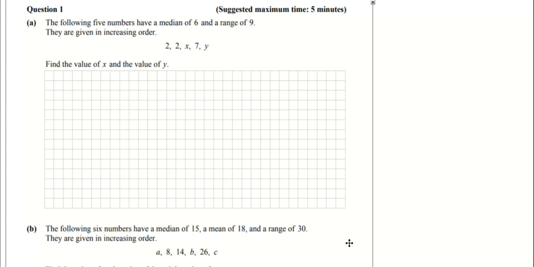Five numbers have a median of 6 and a range of 9. They are given in increasing order. Find the value of x and the value of y.